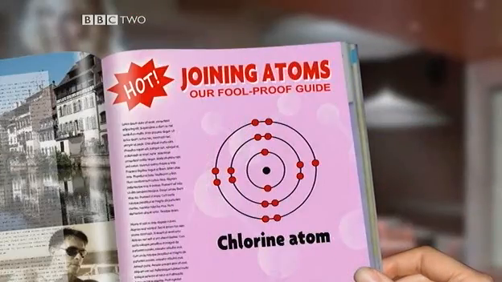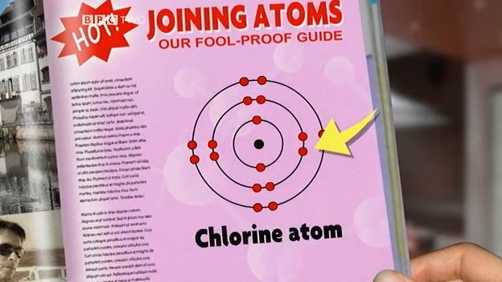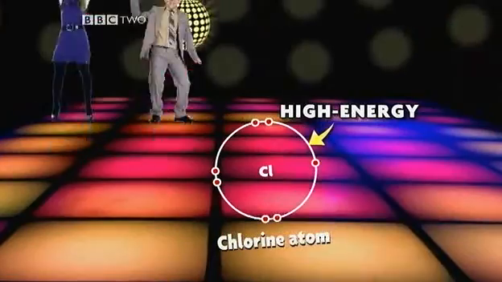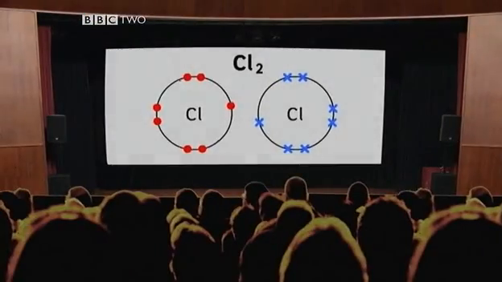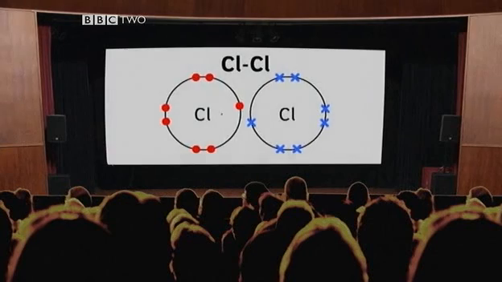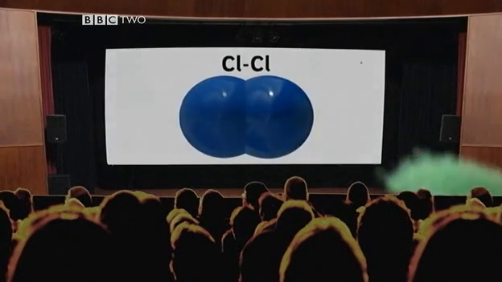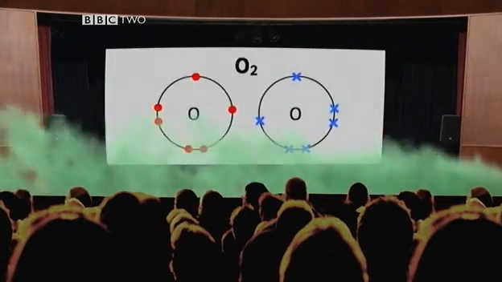Another way to show covalent bonds is a dot and cross diagram. Here is a chlorine atom. But when you draw a bonding diagram, you only need to show the electrons in the highest energy level. They're the only ones which can bond. Here's how you show a chlorine molecule. 1 pair of electrons is shared between the 2 atoms. Chlorine gas is made from molecules like this.